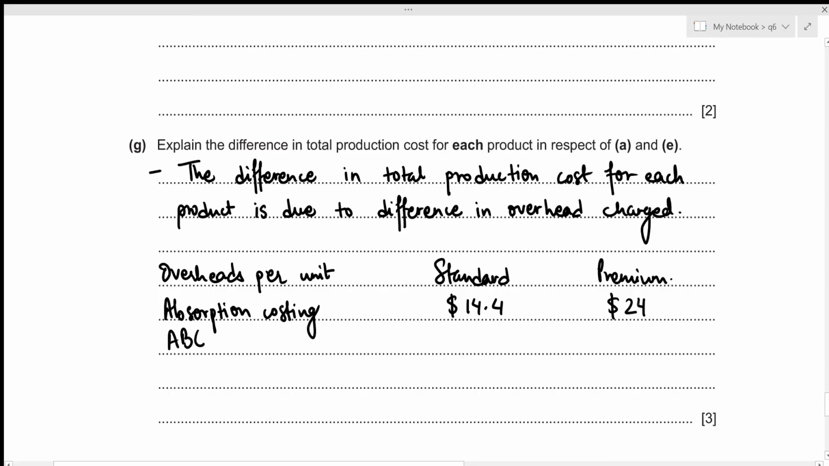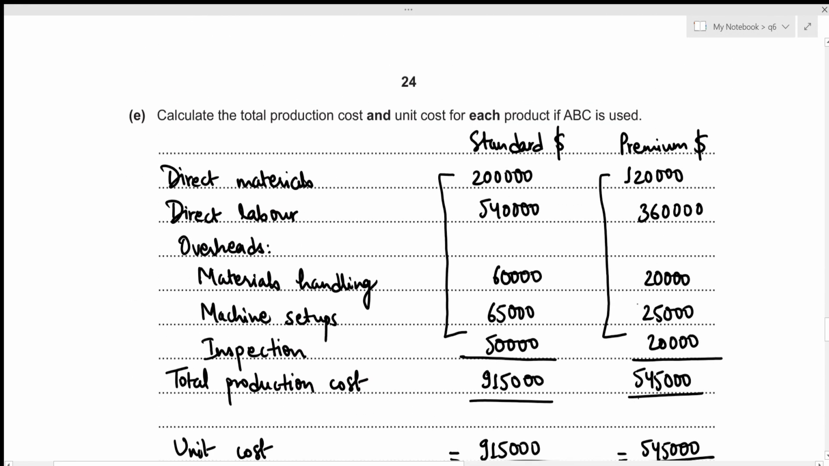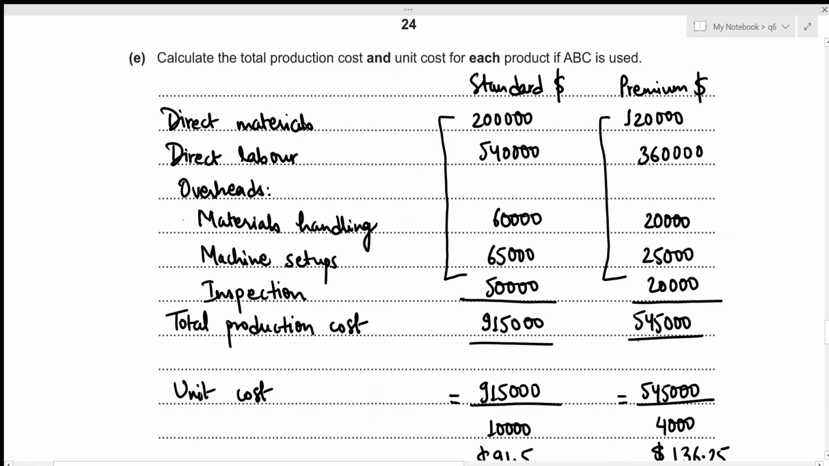Now we figure out the overhead per unit under activity-based costing. And our overhead is actually the sum of materials handling, machine setups, and inspection. So for standard, the total overhead is going to be 60,000 plus 65,000 plus 50,000, which results in the value of 175,000. And we just divide it with the total units, and for standard, it was 10,000. So this gives the overheads per unit for standard to be 175,000 divided by 10,000, which results in the value of 17.5. We repeat the same process for premium.